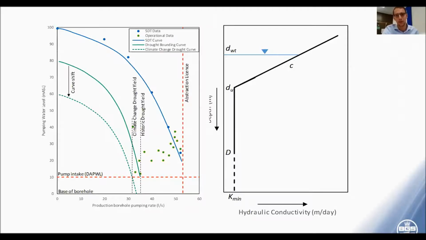So the question we set out to answer in this research was really to understand, when looking at borehole yields, what's more important? Is it the impact of climate change associated with curve shifting, or is it the impact of changes in permeability with depth? And how do those two relate to each other, and which is more important?